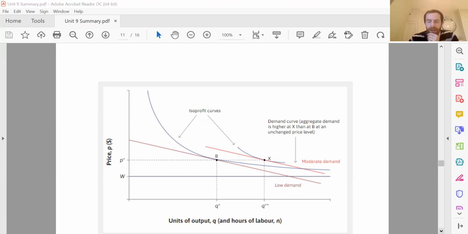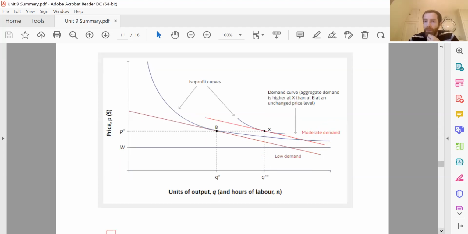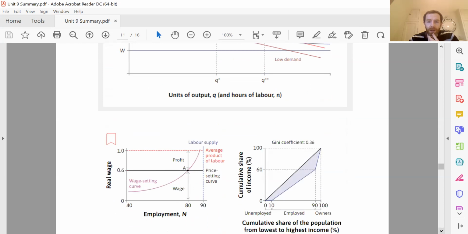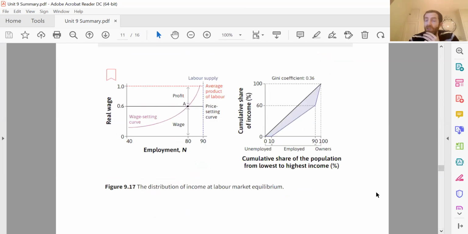So that's the first example of how we can use this labor market model to think about what happens in a recession. The second thing we're going to have a look at is how we can think about calculating a Gini coefficient based on this labor market model. So I'll go into that in a second. I'm just going to take a quick pause before I do.